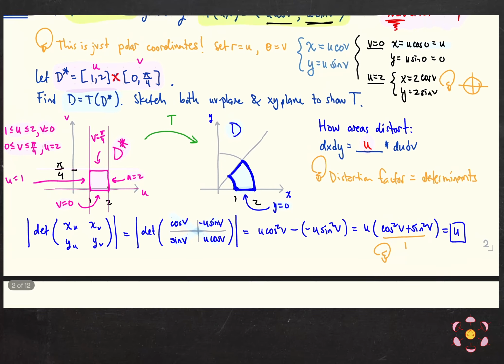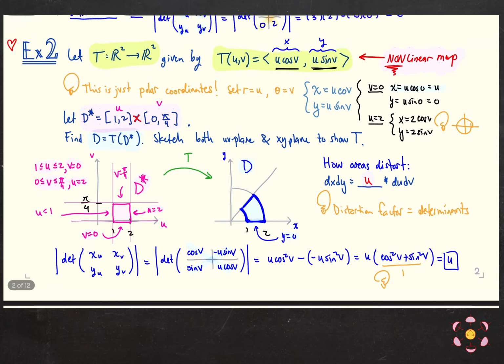Well, let's go back to this key point since we're essentially done with this example. I said this is really just rebranded polar coordinates, where the u is just the r and the v is just the theta. So that's great. And if you remember, if u is equal to r, and we got that the distortion factor is u here using this determinant calculation, this is just r, which is what we argued geometrically in the past. Cool.